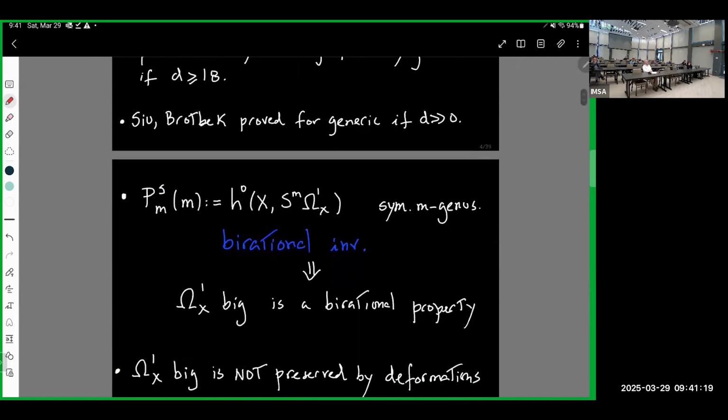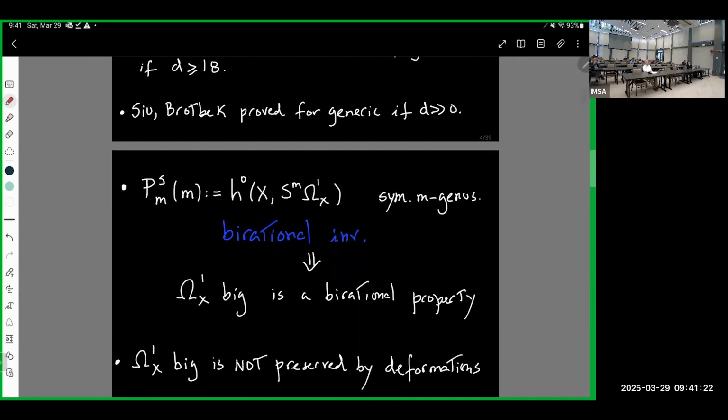So first, let's talk about symmetric differentials. You look at the dimension of the space of symmetric differentials of a certain degree. That quantity is a birational invariant. And that implies that bigness is a birational invariant: every variety which is birational to a variety with big cotangent bundle will have big cotangent bundle. But an important property, perhaps essential, that makes it more interesting, is that bigness of the cotangent bundle is not preserved under deformations. The bigness of the canonical line bundle is preserved under deformations, but the bigness of the cotangent bundle is not.